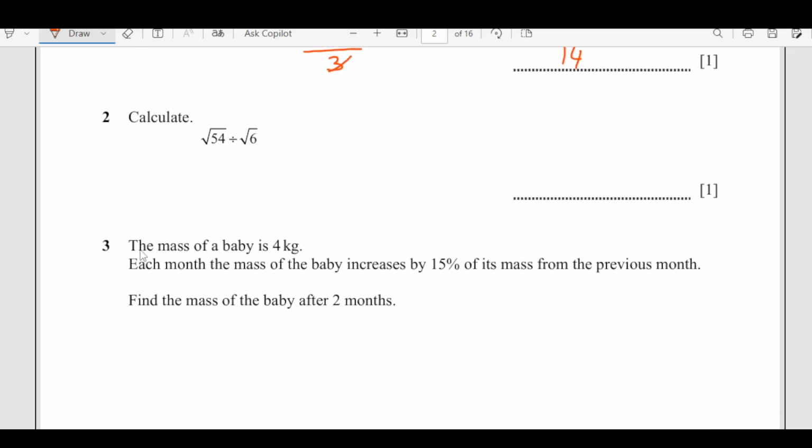Now calculate 54 divided by 6, both under square root. So this can be written as the square root of 54 divided by 6. As you can see, the square root is on both, so we can just write it down like that. 6 times 9 is 54, so this is square root 9. Square root 9 is 3.